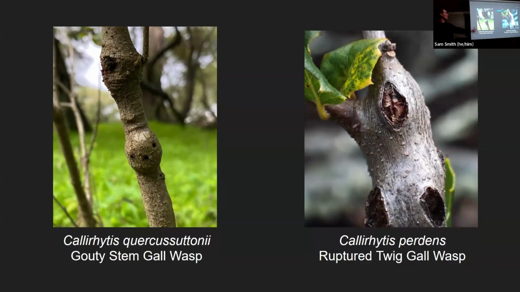Yeah, I definitely see it on coast live oak. I think both these pictures are from coast live oak. I'm not sure that I've seen it on black oak, but I'm sure it probably could happen. In general, I don't find a lot of galls on black oak. I'm not sure why that is.